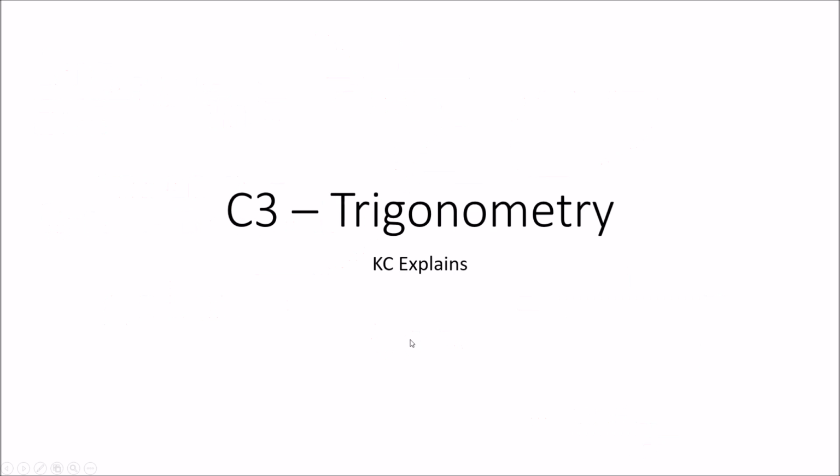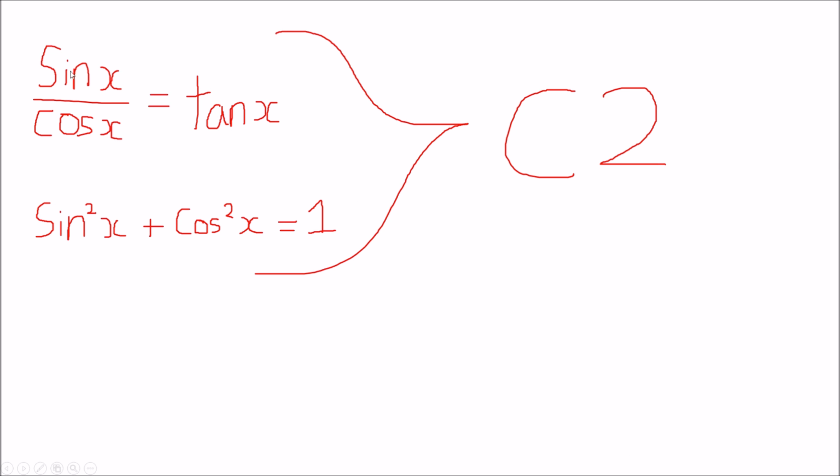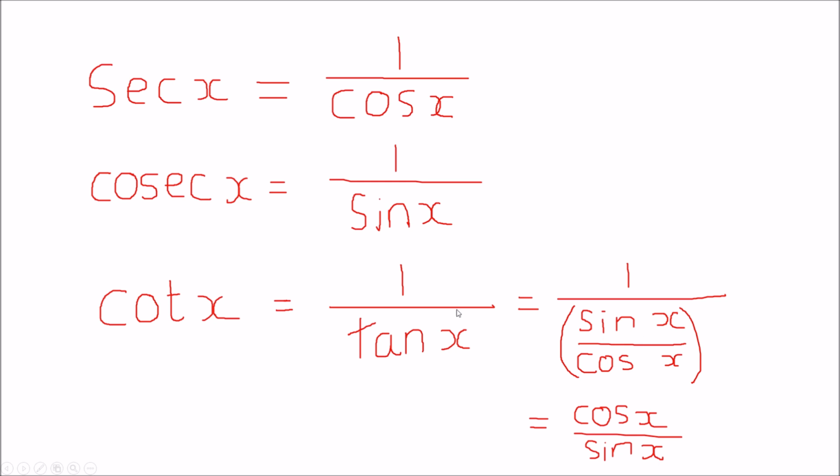From the previous slide, we know that tan x is sin x over cos x. So if we replace tan x with sin x over cos x, we can determine that cot x is 1 over sin x over cos x. We don't want to leave this fraction here, so if we times the top and the bottom by cos x, the top, which is 1 times cos x, becomes cos x, and the bottom, which is sin x over cos x times cos x, the two cos x cancel out and you're left with sin x. So that tells us that cot x is equal to cos x over sin x.